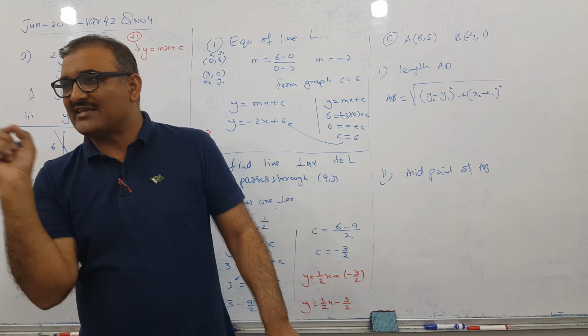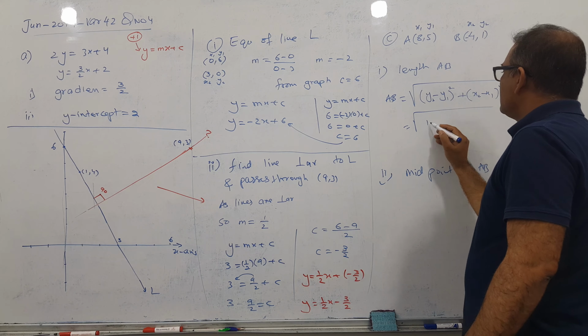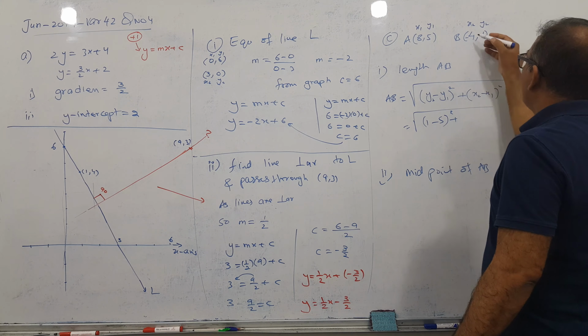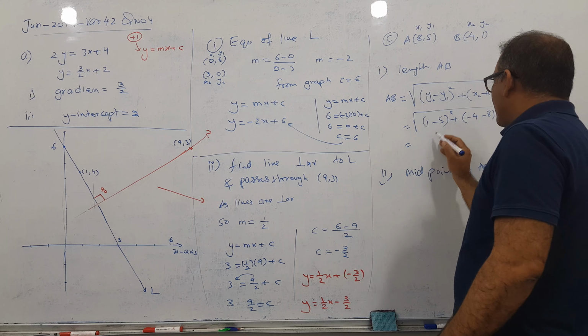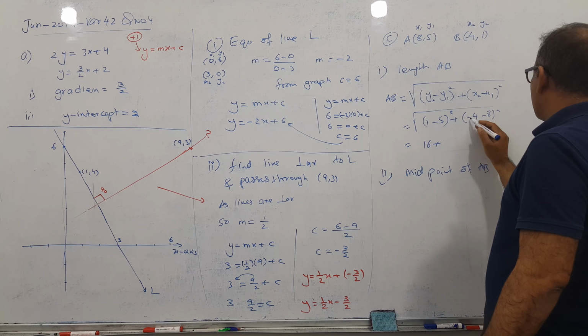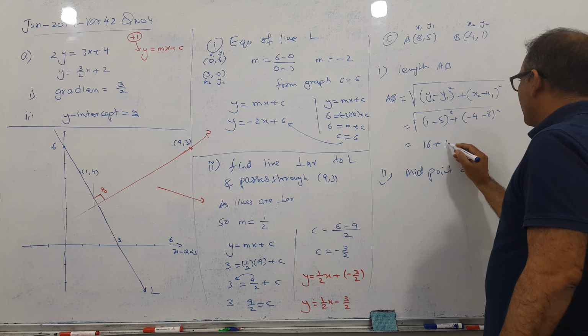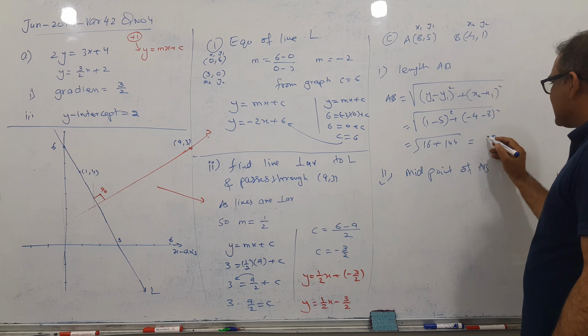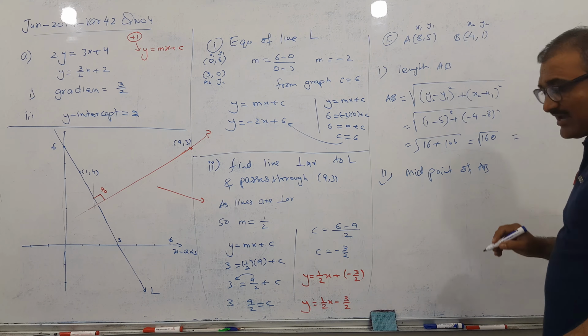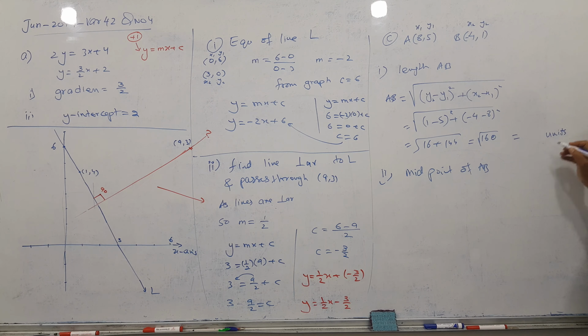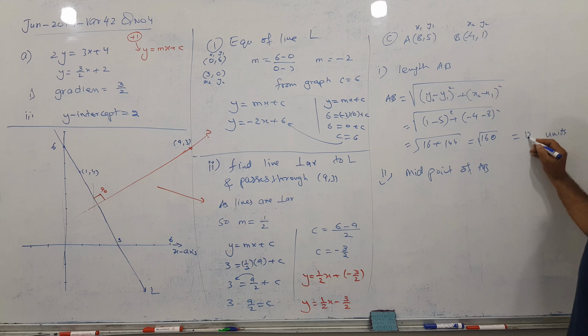Let's start: y2 minus y1 squared plus x2 minus x1 squared. So here I got 4, 16. Here I got 12, 144. So the sum is 160, and the answer is root 160. Give me the root 160 value in decimal form. So it will give me the answer in units. Okay, so this is clear. 12.7. How much? 12.6, 12.7 units.